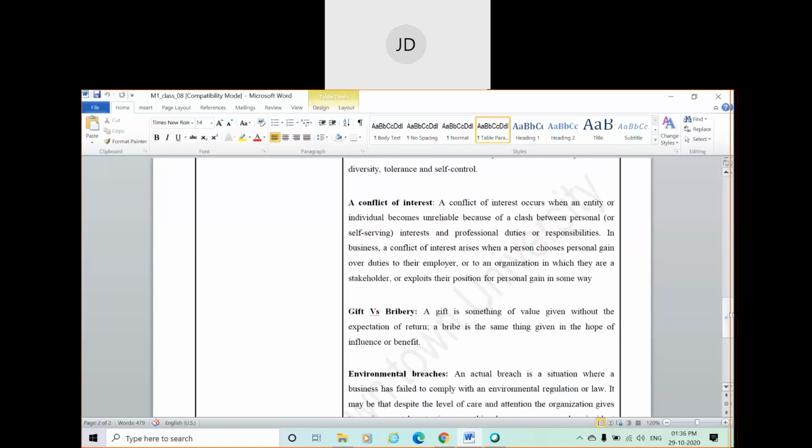A very thin line exists between gift and bribery, so you must understand the difference. If in future, in a professional environment, somebody approaches you with a particular gift or thing, you must ensure in what manner it is being given to you, whether as a gift or as a bribe. So you should be aware of this term.